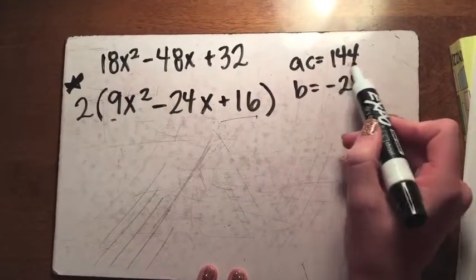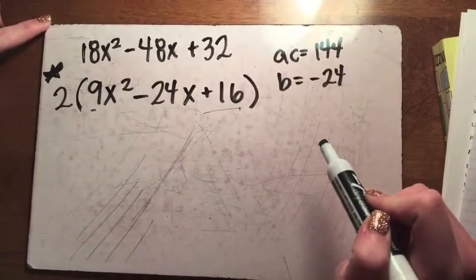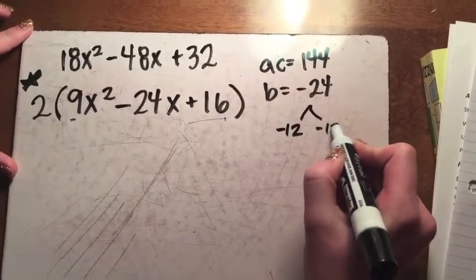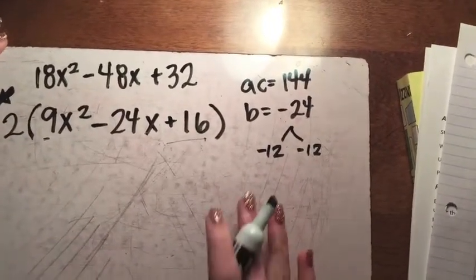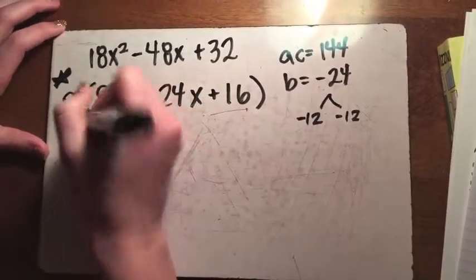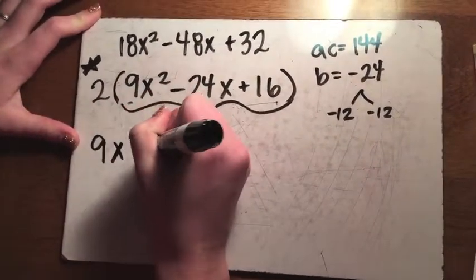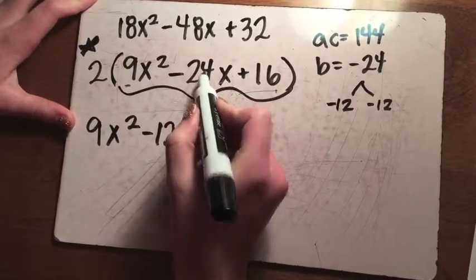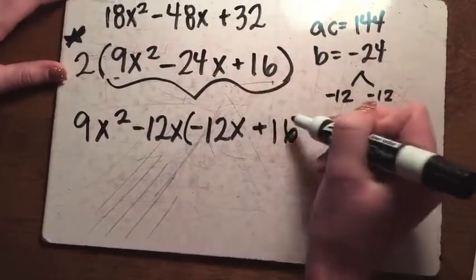So you know that it has to be two negative numbers, because they have to add to equal a negative, but they have to multiply to equal a positive. So the numbers are, if you haven't figured them out yet, negative 12 and negative 12, because they multiply to equal 144 and add to give you negative 24. So we need to split B up into negative 12 and negative 12. So we rewrite what's inside the parentheses as 9x squared minus 12x minus 12x, because when you combine like terms it's going to equal that, plus 16. And then we're going to group.